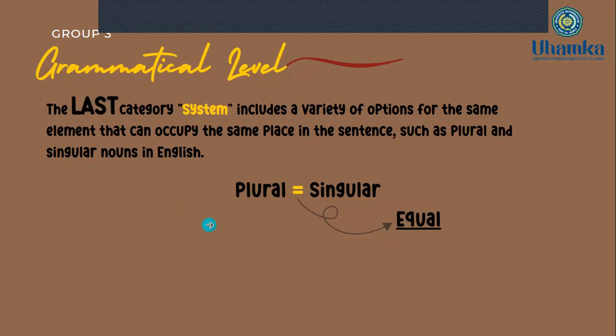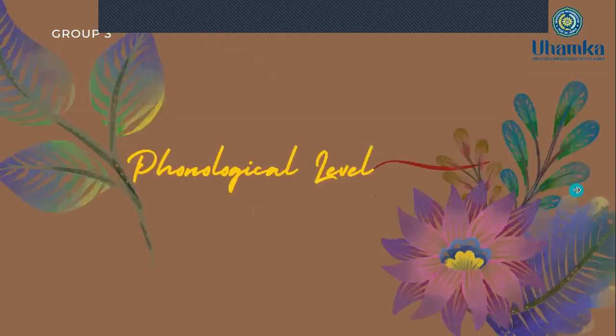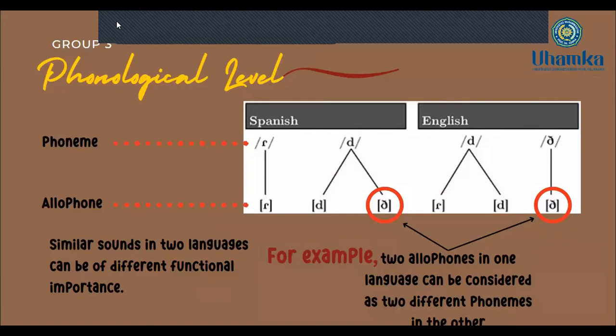For example, the teacher is happy to see his students. So teacher and students here are the same. They are nouns. The difference is only that teacher is a singular noun and his students is a plural noun. But they occupy the same place. They are equal.